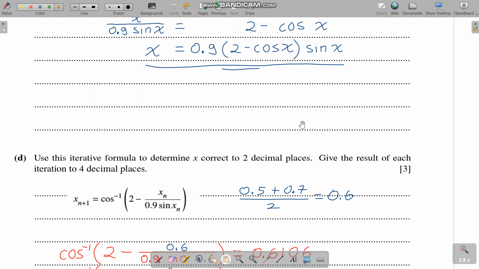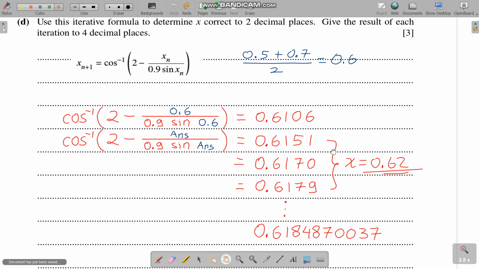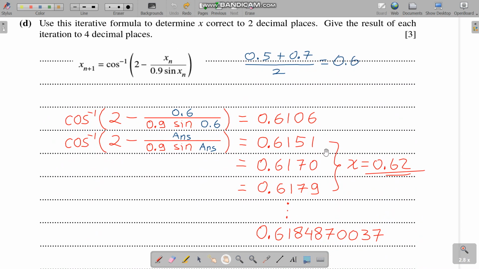Alright, the last part is to use that iterative formula to find x. Previously we verified that x is between 0.5 and 0.7, so just use the number exactly in between, that's the average. We add, divide by 2, we get 0.6. So this is our initial value. We replace x with 0.6, and we use radians, of course. We just use the right hand side here; we don't move this x to the right or anything, just this part only.